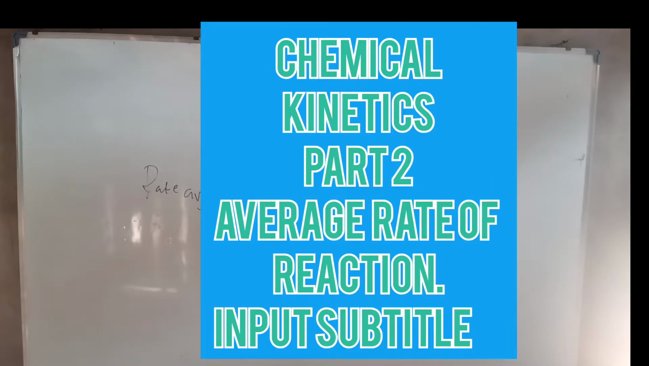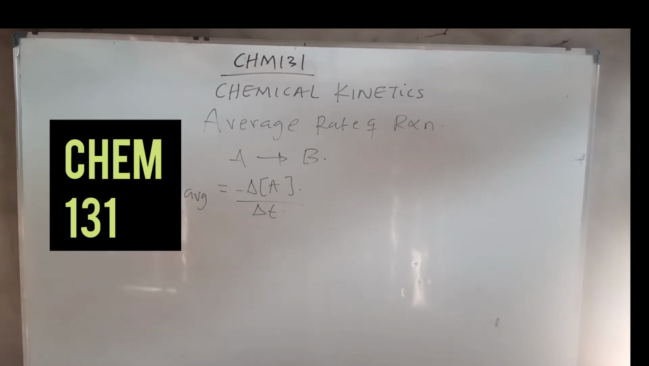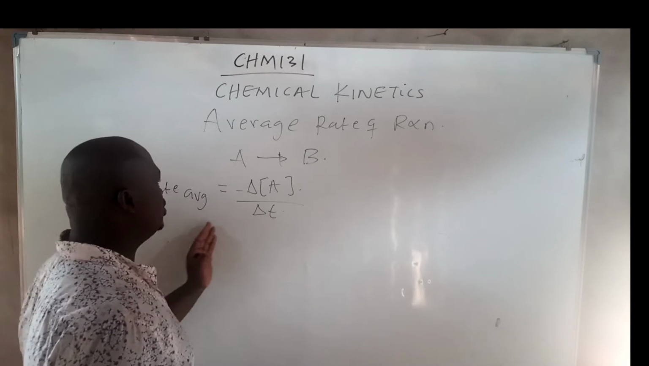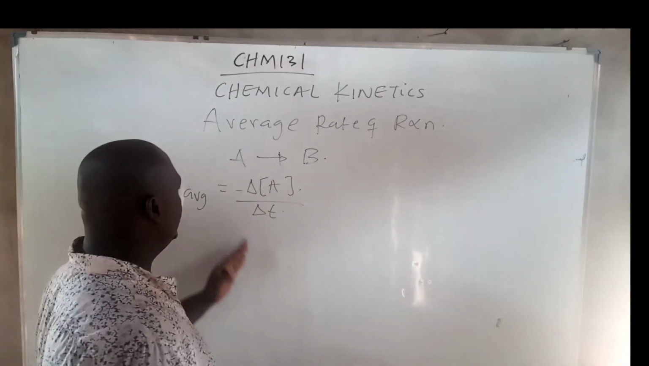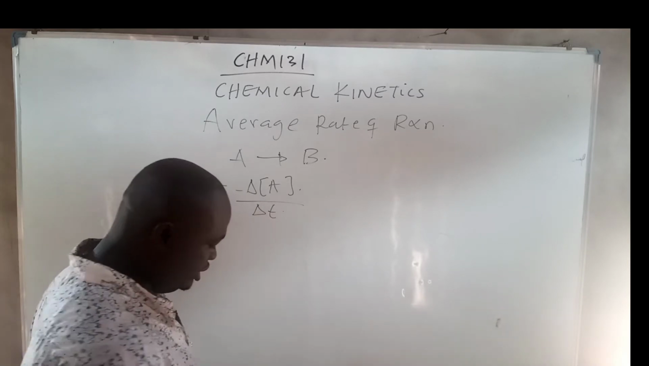Part 2, chemical kinetics. We're talking about the average rate of reaction, and this is a change in the concentration of the reactant or product over a time interval. Now, if I want to write the average rate of reaction of this equation at the board, for A, it is minus change in A all over change in T.